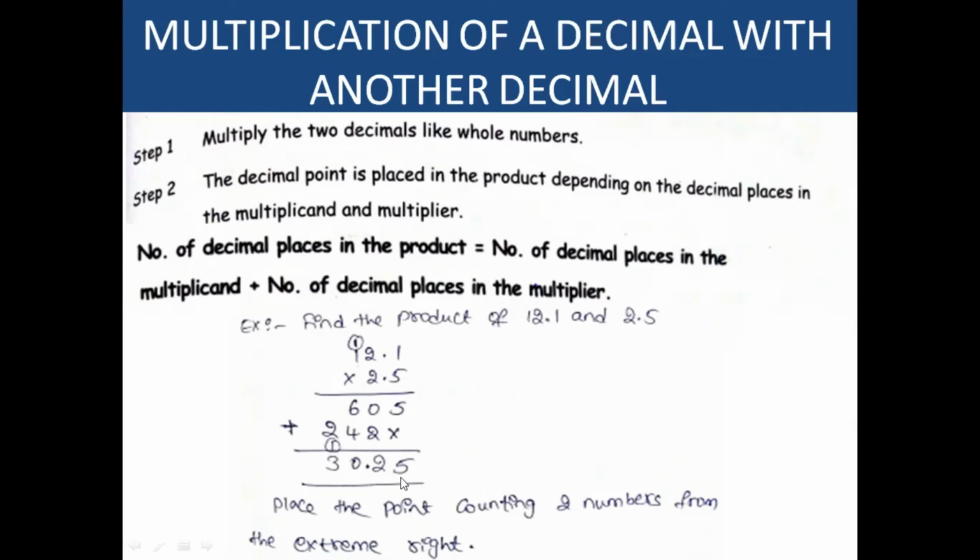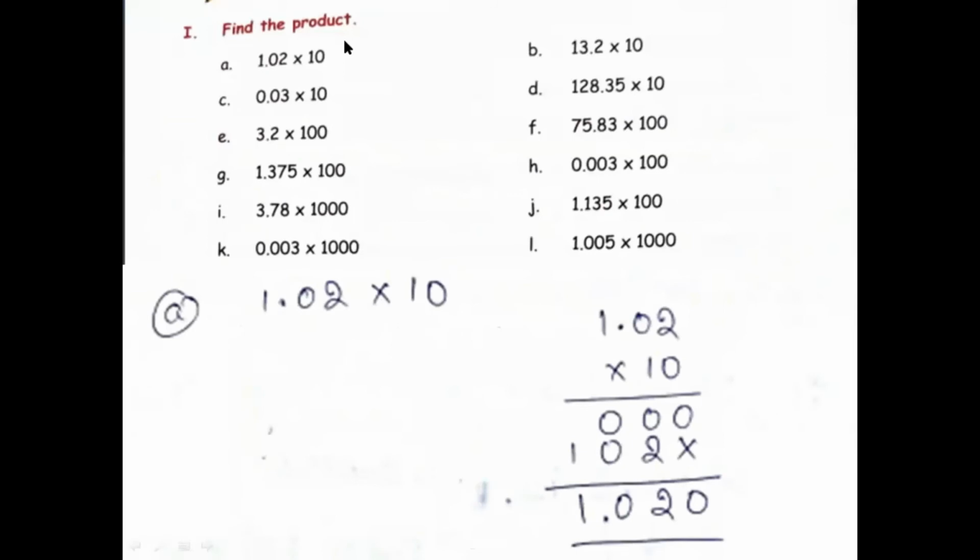5 as it is. 0 plus 2, 2. 6 plus 4, 10. 0, 1 carry. 2 plus 1, 3. Place the point counting 2 numbers from the extreme right. 5, 2. We are placing a decimal point. Product is 30.25.